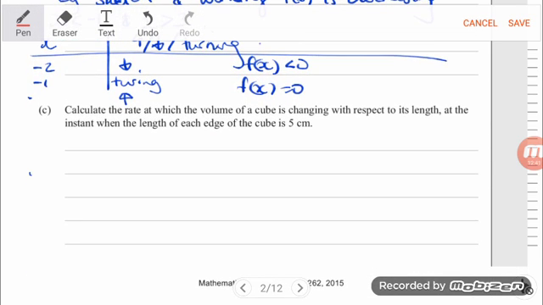Calculate the rate at which the volume of a cube is changing with respect to its length at the instant when the length of each edge of the cube is 5 centimeters. Okay, what is the equation for a volume of a cube? Don't remember? Okay, let's put it like this. We have a line. We don't know how long it is. But regardless, we measure it from here to here, and it can be any length, so we'll call that x.